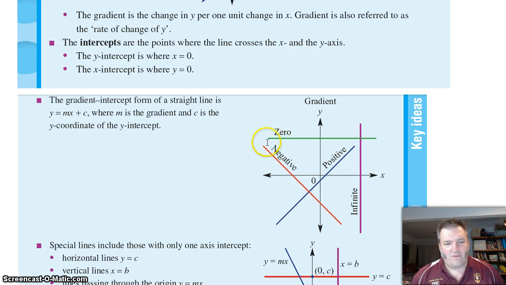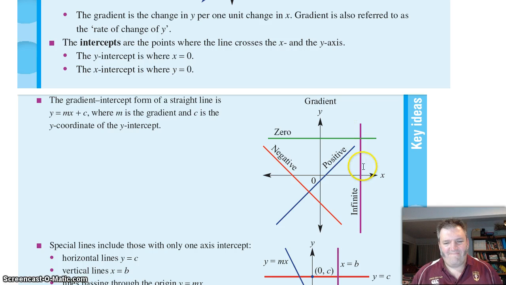What about this horizontal line? It's got a zero gradient. Why is it a zero gradient? Well, if we think about it, rise divided by run. Is there any rise in a horizontal line? No, so the rise would be zero. What's zero divided by a number that's not zero? Zero divided by anything else is zero. So the gradient of a horizontal line is zero.